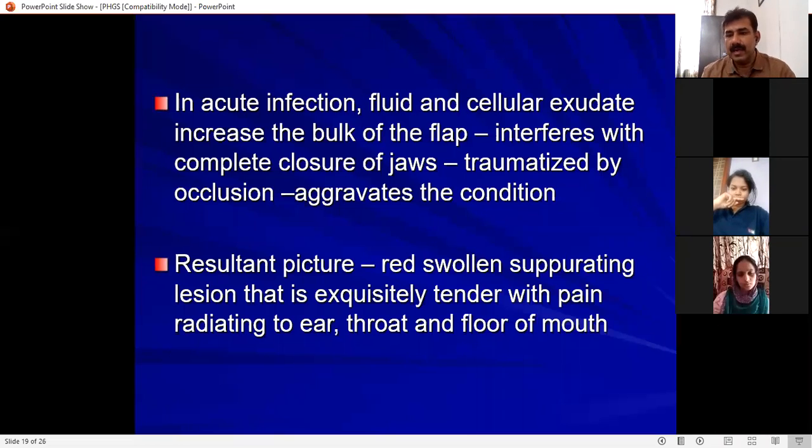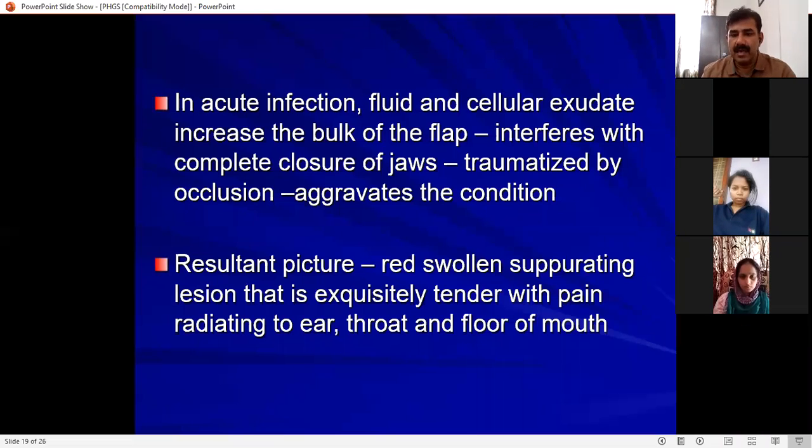And as it becomes infected and ulcerated, the edematous component within the gingiva becomes more, and this flap, or part of the gingiva, becomes enlarged in size. And when the patient closes his mouth, the upper teeth are going to hit this gingiva and aggravate it. It ulcerates and an infection starts there. Okay, and as a result, what is the picture that you get?